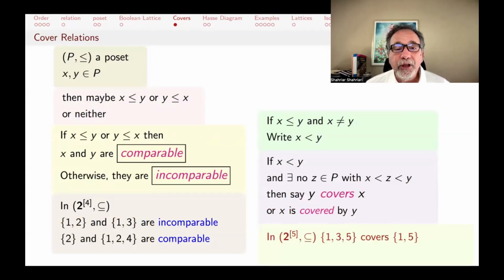For example, in the Boolean lattice of order 5, {1,3,5} covers {1,5}. That's because {1,5} is less than {1,3,5}, and there's no subset between them. There's no subset that contains {1,5} and is contained in {1,3,5} and is neither one of those. On the other hand, {1,3,5} does not cover {3}, even though {3} is a subset of {1,3,5}. It doesn't cover it because {1,3}, for example, is a subset that lies between the two.